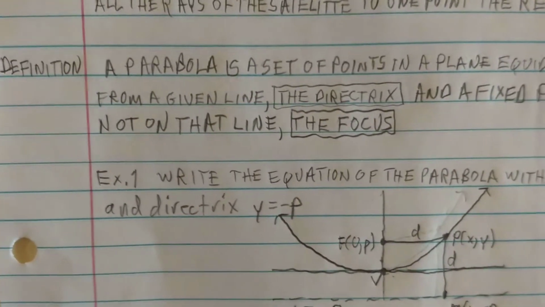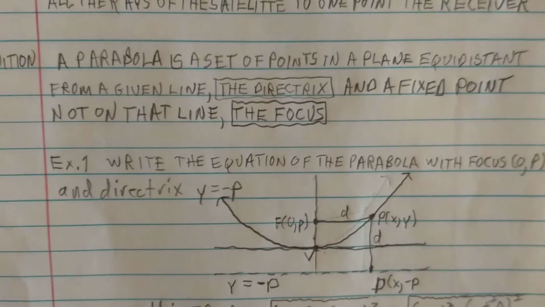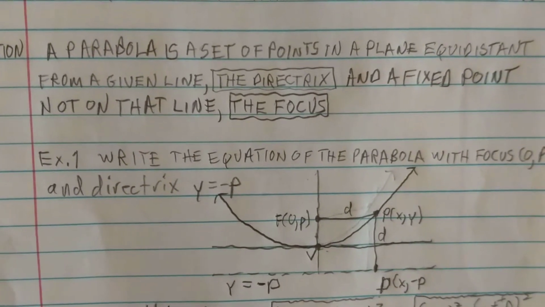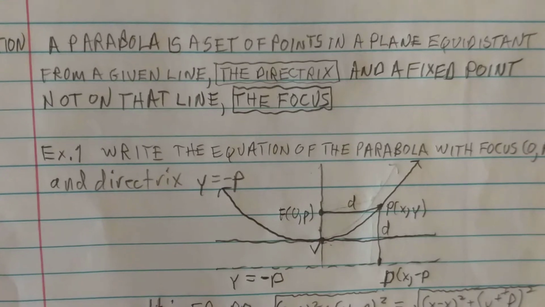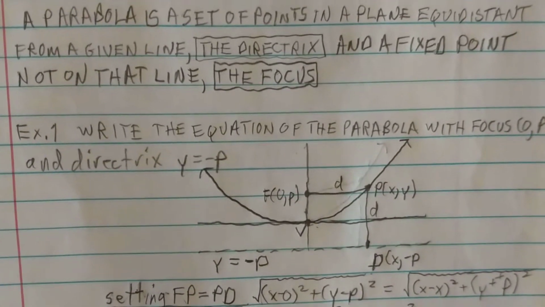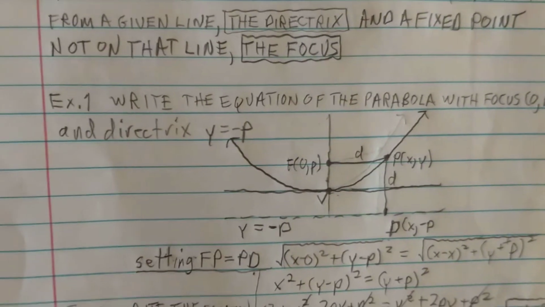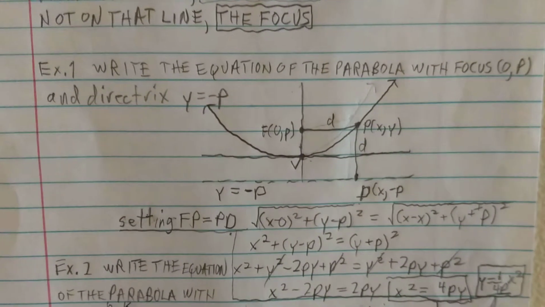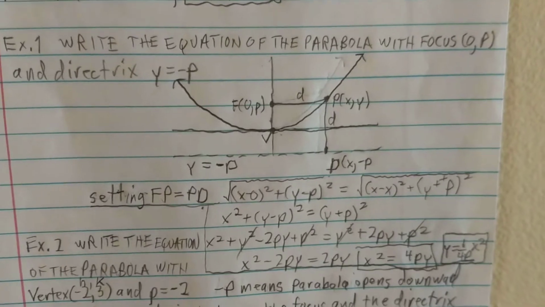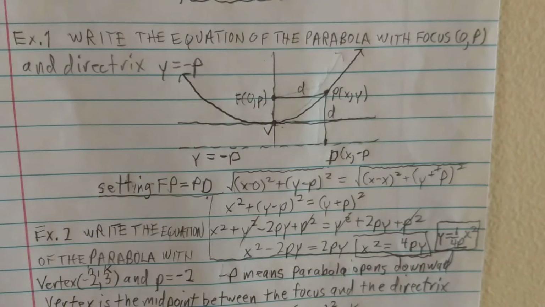So now our definition for math: a parabola is a set of points in a plane equally distant from a given line, the directrix, and a fixed point not on that line, the focus. And as we'll see, the vertex of the parabola is always midway between the focus and the directrix line. So example 1, write the equation. This is where we'll derive the equation for the parabola with focus (0, p) and directrix y equals negative p.